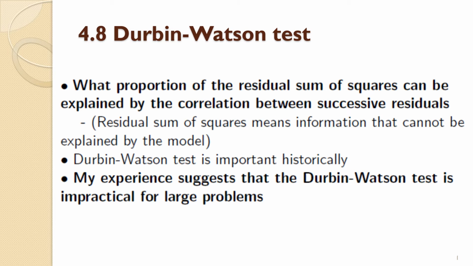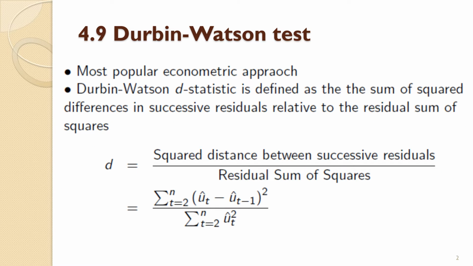So this is the first time it's actually worth using something harder. The Durbin-Watson test is important historically, and it's also a popular econometric approach. The Durbin-Watson statistic is defined as the sum of the squared differences in successive residuals relative to the residual sum of squares. So if you look at this fraction in the right way, it's measuring what proportion of the residual sum of squares can be explained by the squared distance between successive residuals.